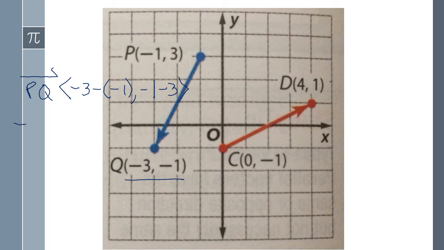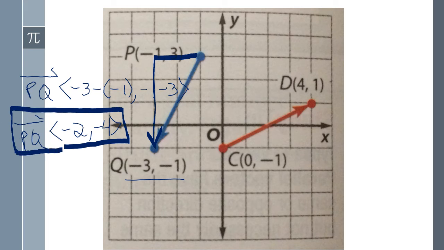So vector PQ is at -3 minus -1, which becomes -3 plus 1, which becomes -2. Then -1 minus 3 is -4. So what they're describing here, if we take a look, is that this vector went 2 to the left and down 4. According to this description, that's the component form.